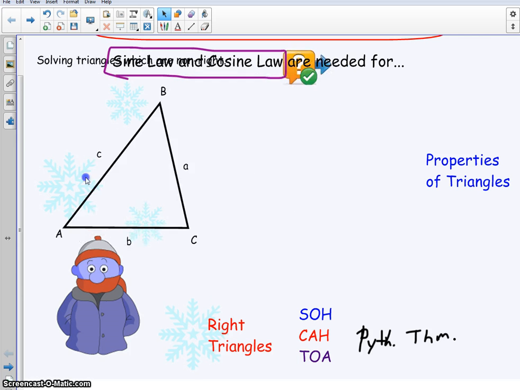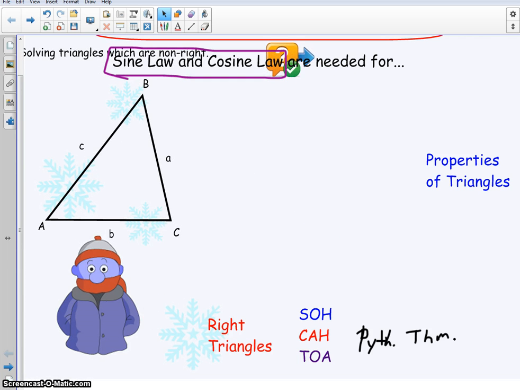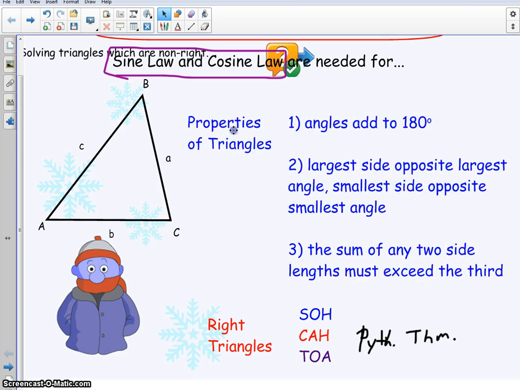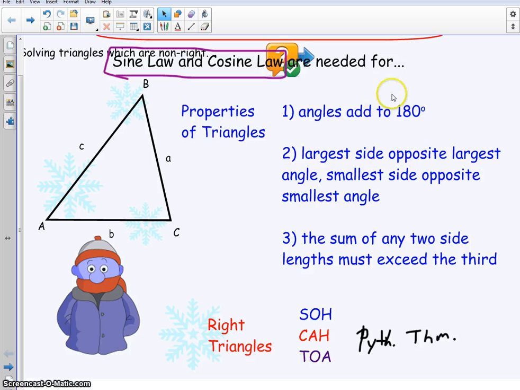Okay, so some other things to remember for triangles. Some of these will be review here. We know all the angles have to add to 180 degrees. The largest side of the triangle, in this case side c, is opposite the largest angle. The smallest side is opposite the smallest angle.